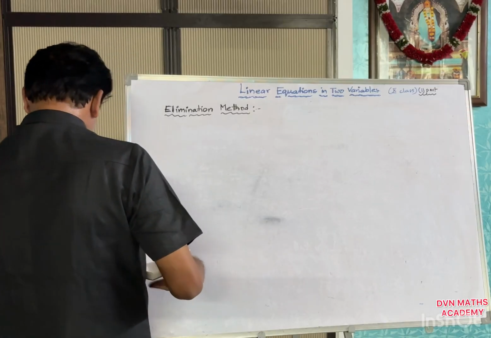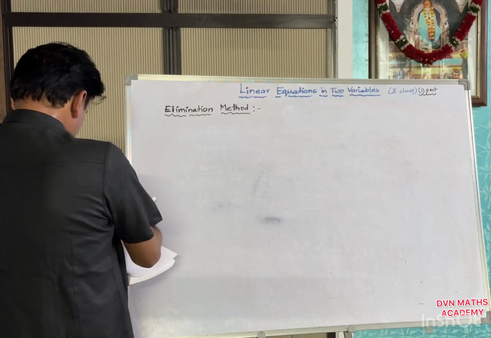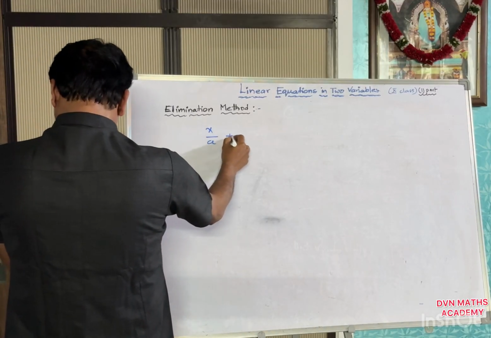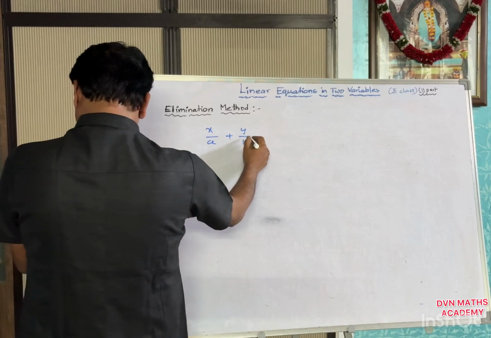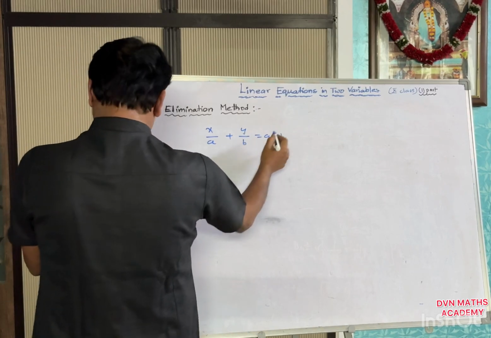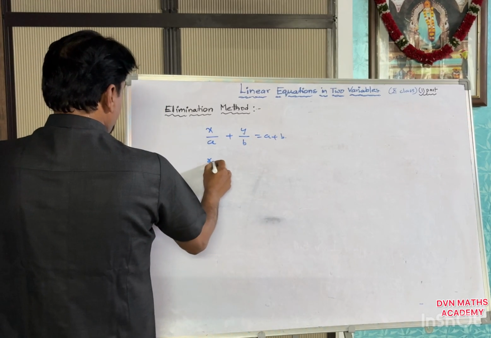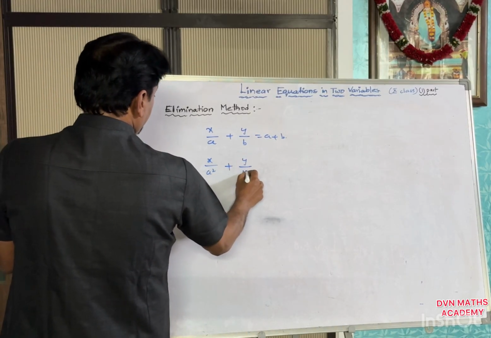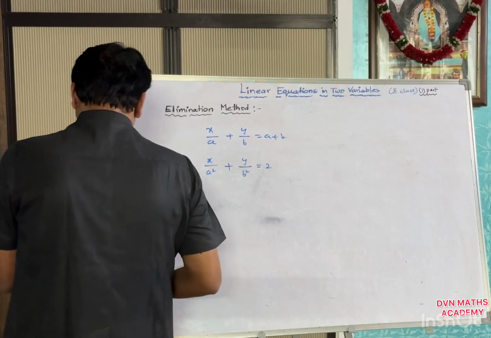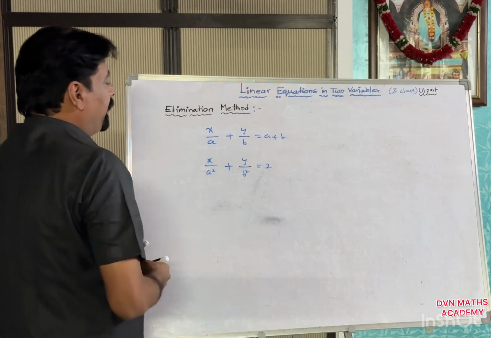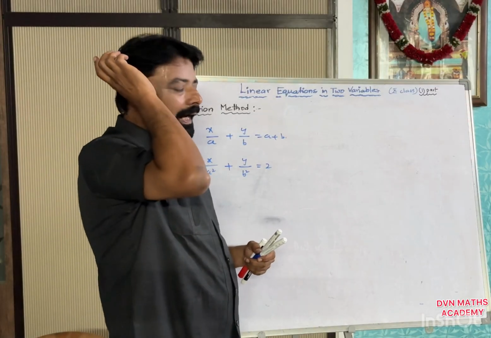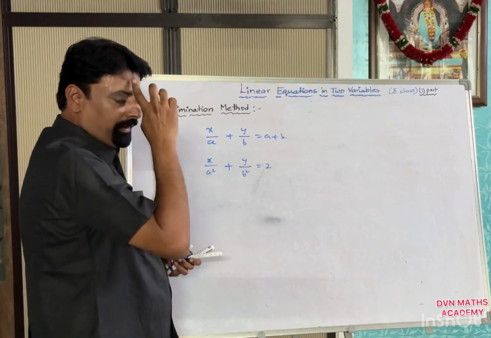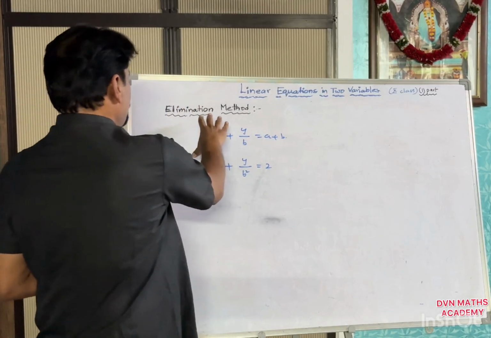Here my another question is x by a plus y by b is equal to a plus b, and the other equation is x by a square plus y by b square is equal to 2. If you see this question, it is also very complicated. And here you don't want to reduce and you don't want to do anything. Just go for the elimination by making the first two terms equal.